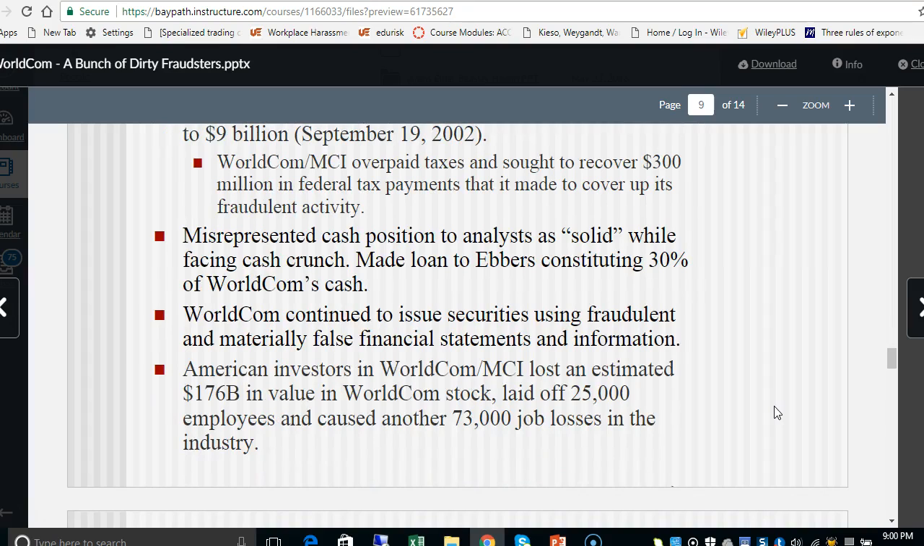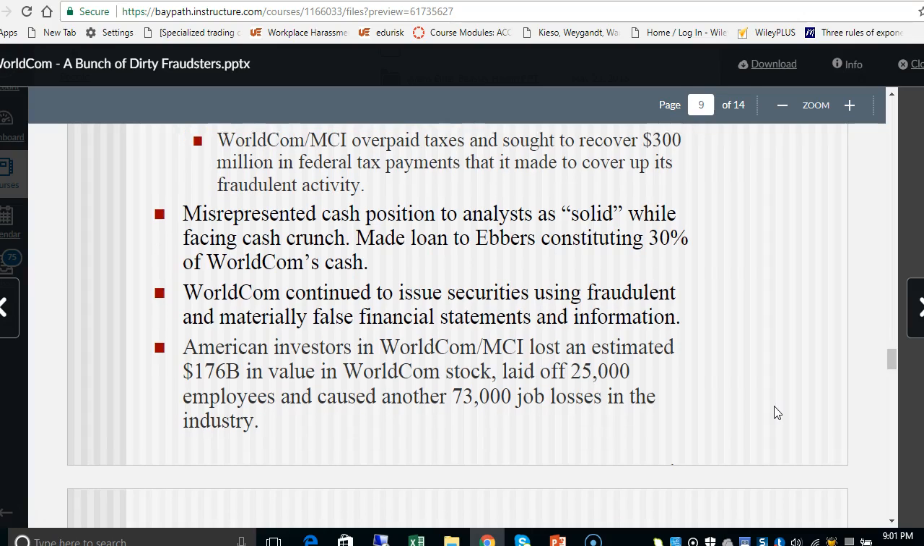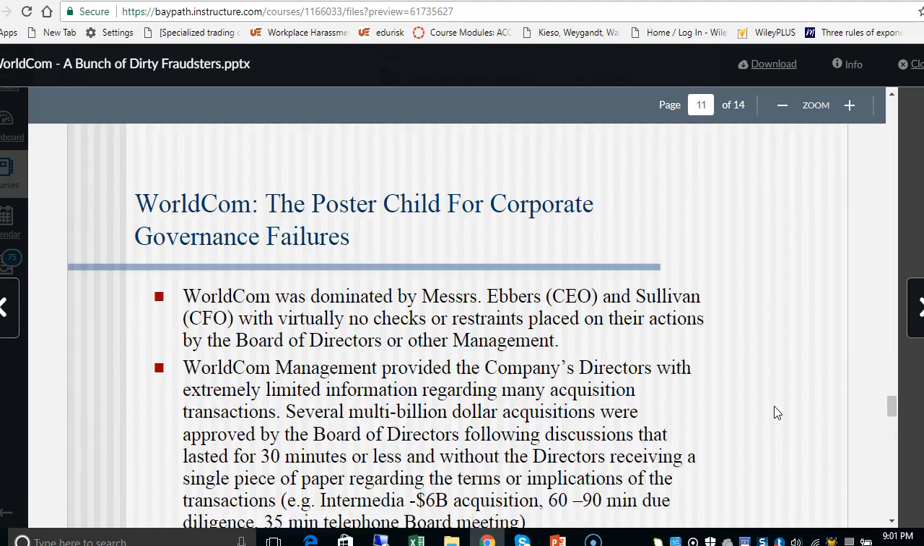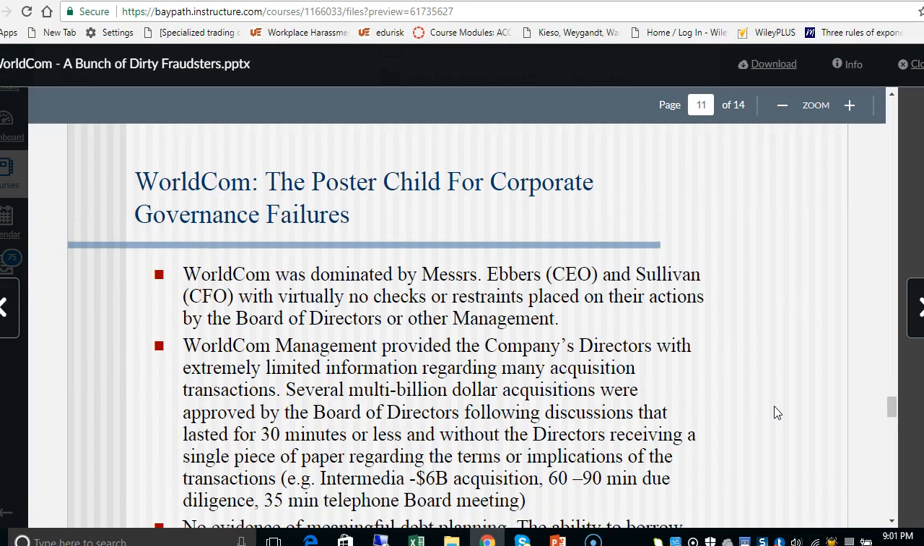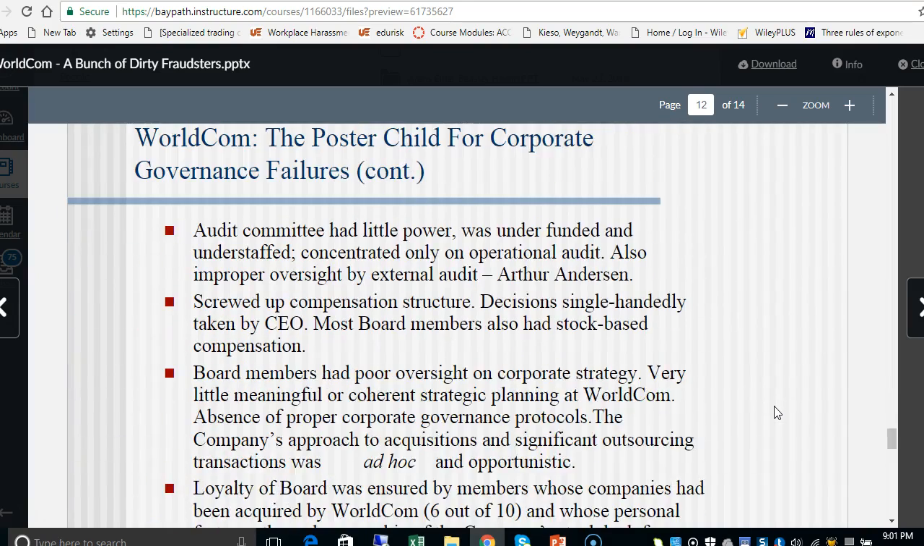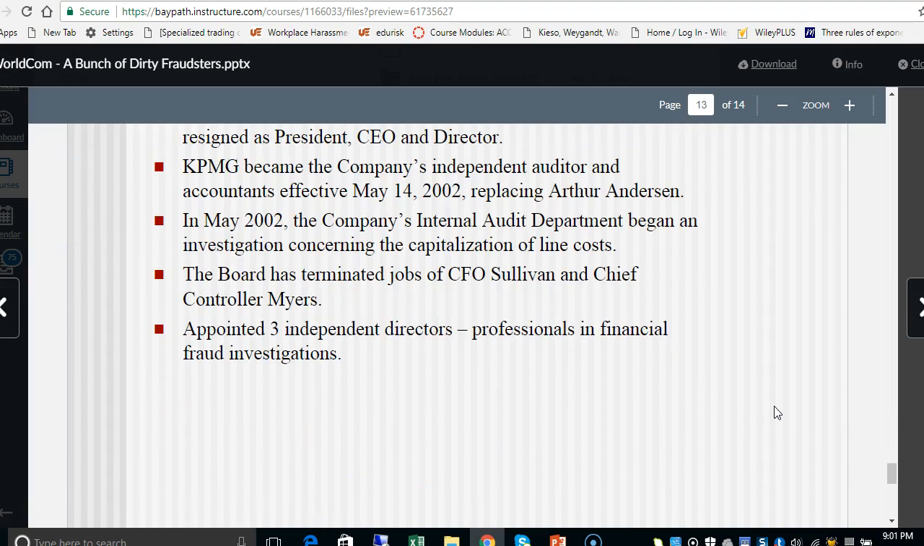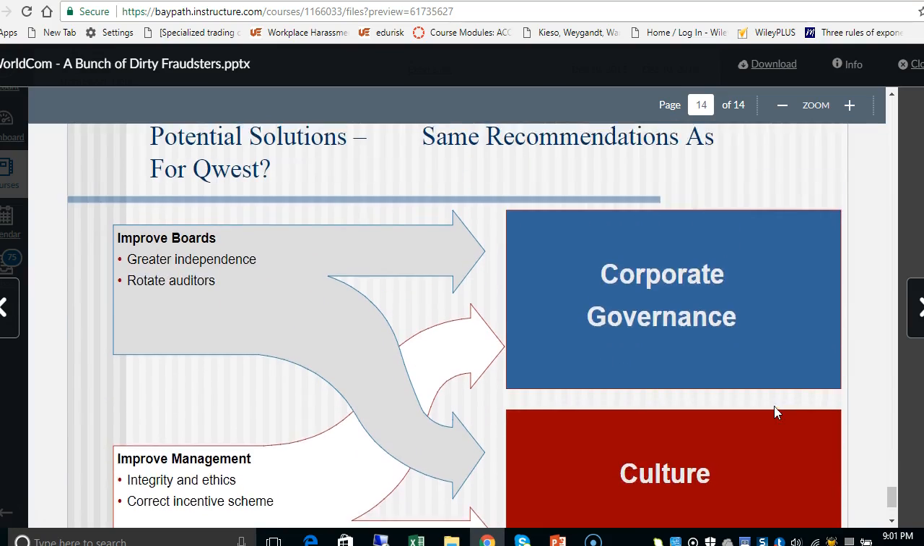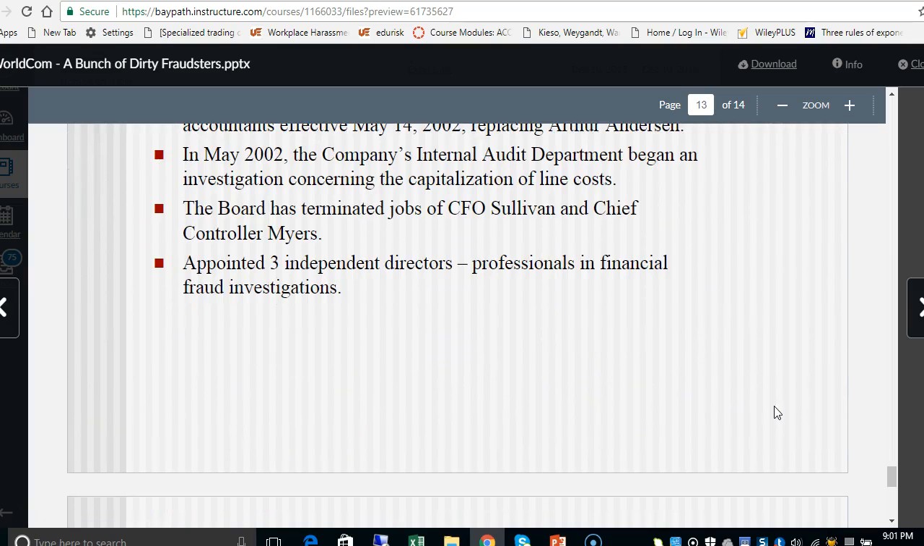American investors in WorldCom lost an estimated $176 billion in value. They had to lay off 25,000 employees and caused another 73,000 job losses in the industry. Of course, they filed for bankruptcy. WorldCom is the poster child for corporate governance failures. I highly recommend you just read these PowerPoint slides because they'll give you a very good understanding about how auditing failed, and you'll see that areas like evidence and risk, you'll be able to apply that to the theory you're learning.